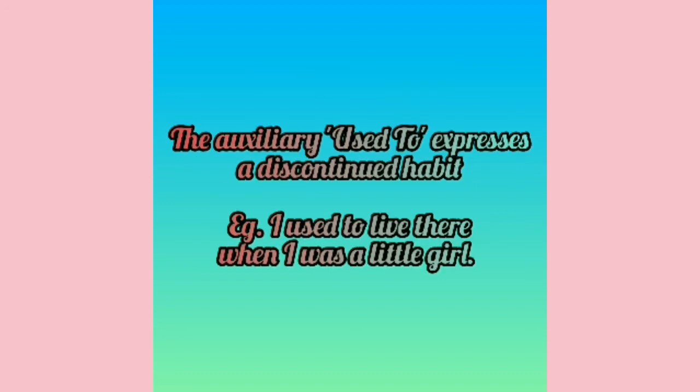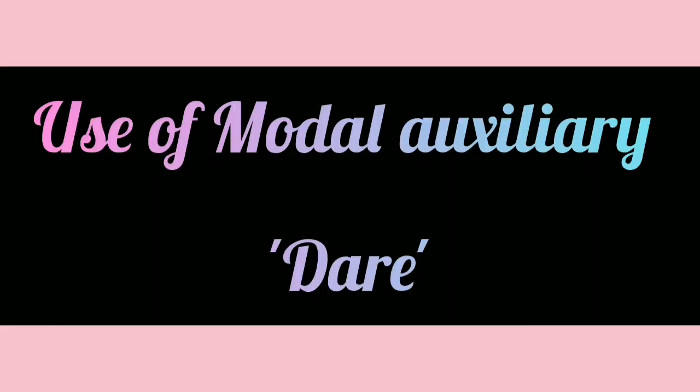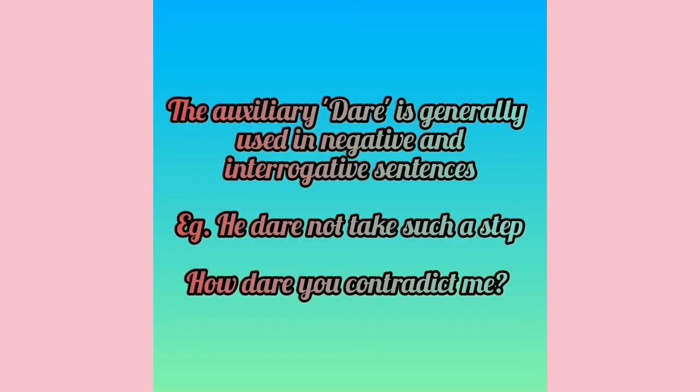The auxiliary used to expresses a discontinued habit. For example, I used to live there when I was a little girl. That's something that we used to do before, but now we don't do it. The modal auxiliary dare is used in negative and interrogative sentences. For example, he dare not take such a step, and how dare you contradict me.